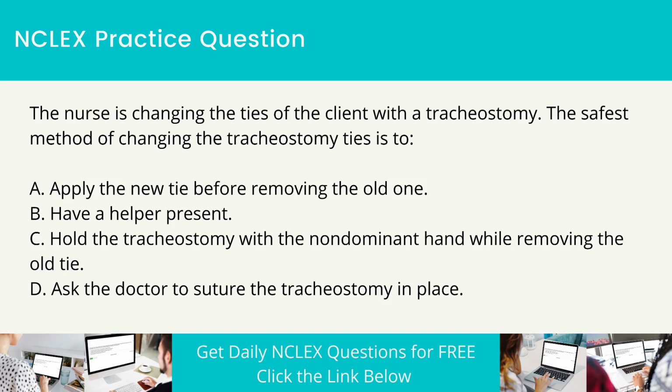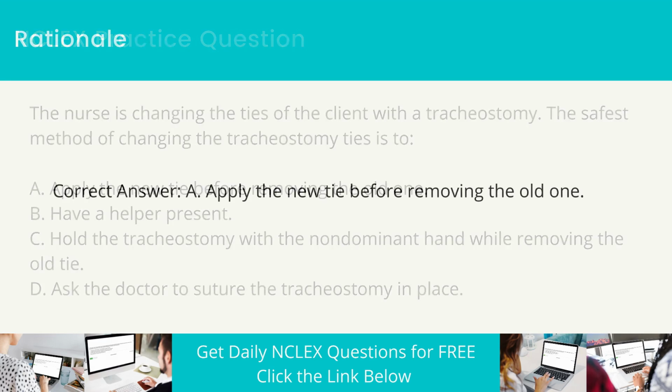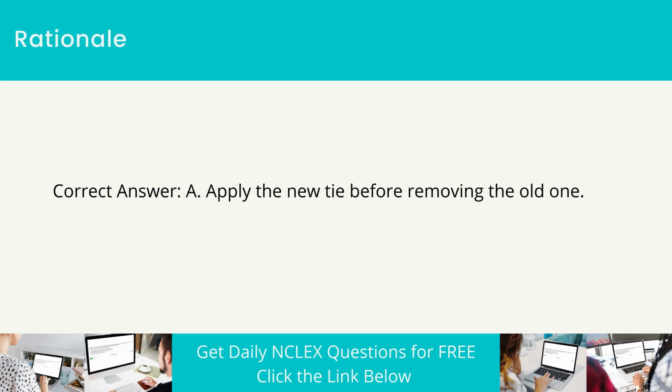Ask the doctor to suture the tracheostomy in place. The correct answer is apply the new tie before removing the old one. Leaving the old ties in place while securing the clean ties prevents inadvertent dislodging of the tracheostomy tube.